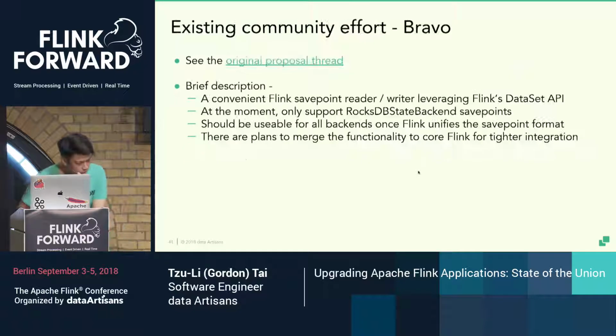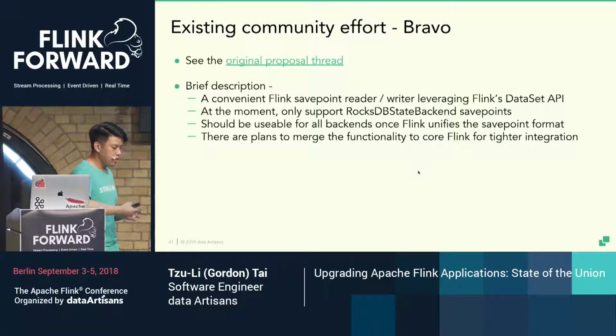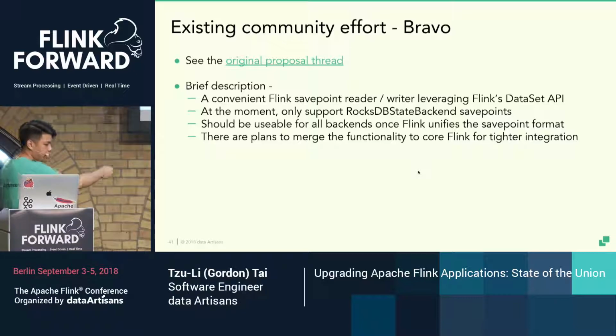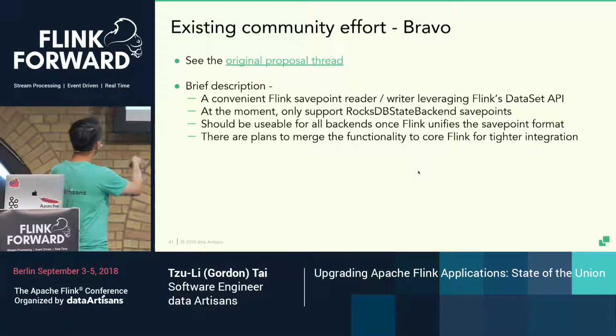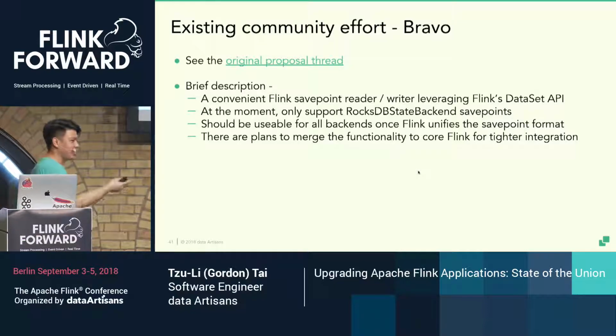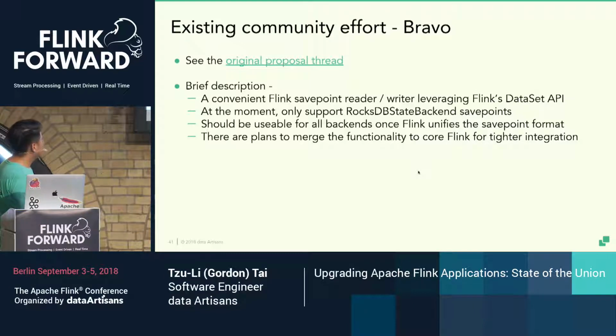Fortunately, we already have some existing community effort on there. It's called Bravo. It was released by King, Gayula from King. And here is a link to, I'm not sure if Gayula is here, actually. Hi. So I'm just going through what he has actually already introduced in this proposal thread. It's a convenient Flink Savepoint reader writer leveraging Flink's dataset API.